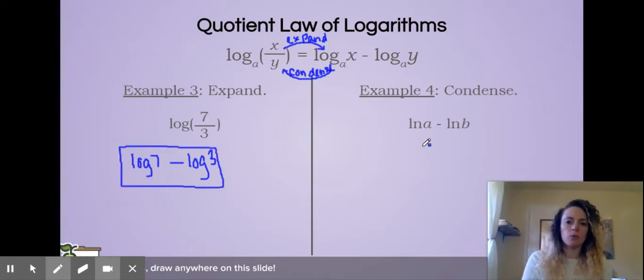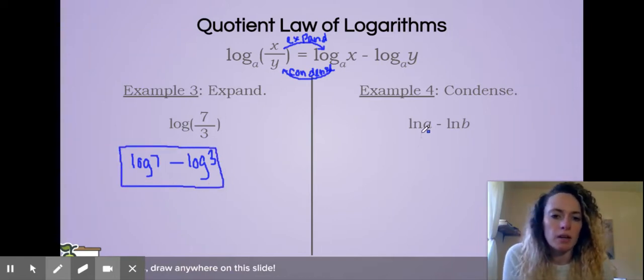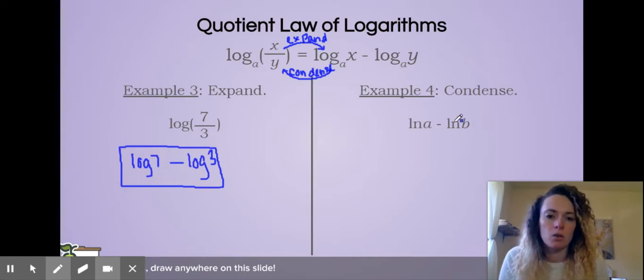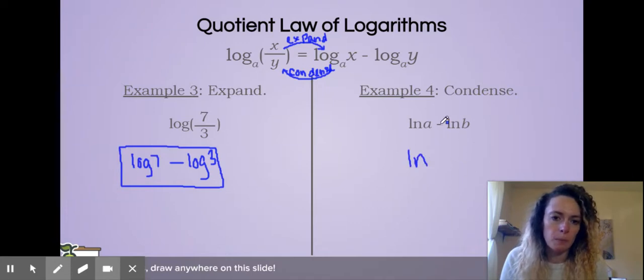In example 4, I have the natural log of a minus the natural log of b, and I'm being asked to condense. Condense means you should have one single logarithm at the end. So I'll keep one natural log out front. Because I have a subtraction symbol between them, that means I'll have a divided by b. You want to keep it in the same order that they have it, so that means whatever's first goes to the numerator, whatever's last goes to the denominator.